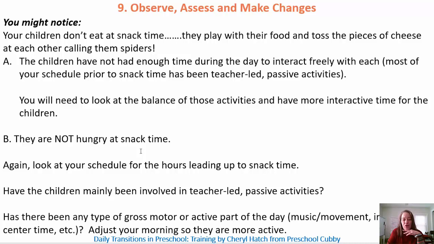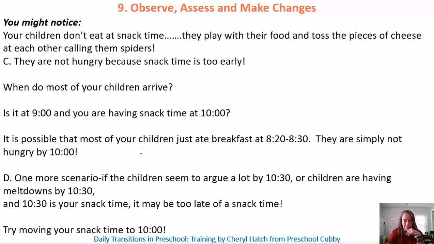So, have the children mainly been involved in teacher-led and passive activities? Look at your schedule at the time leading up to your snack time. Were they involved mostly in teacher-led passive activities, which meant they had to just do more listening and more focusing and not much moving around? Has there been any type of gross motor or active play up until then, like music and movement? You may need to just adjust your morning so that they're a little more active, or you have that balance that we talked about.